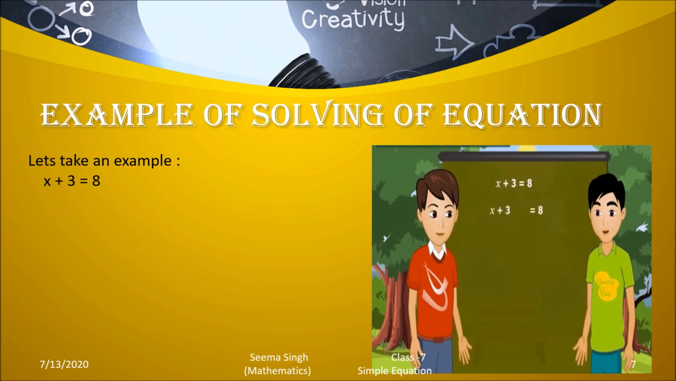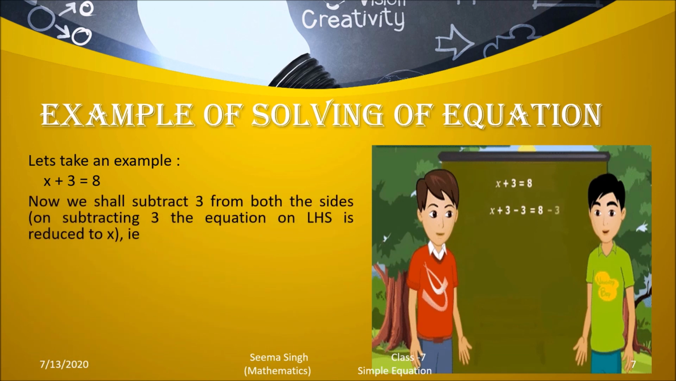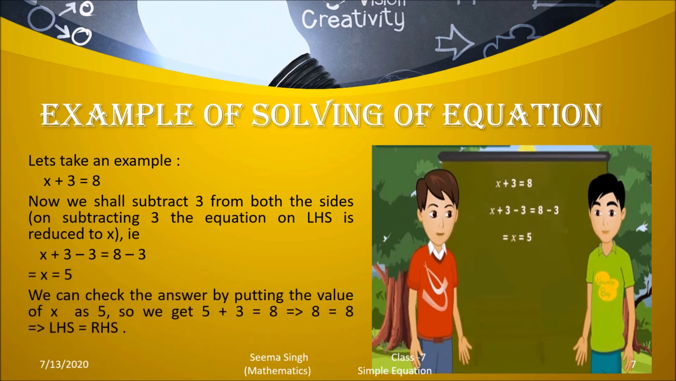x plus 3 equals 8. Now we shall subtract 3 from both sides to keep the equation balanced. On subtracting 3, the left-hand side is reduced to x, that is x plus 3 minus 3, equals 8 minus 3. So what do we get? We get x equals 5.